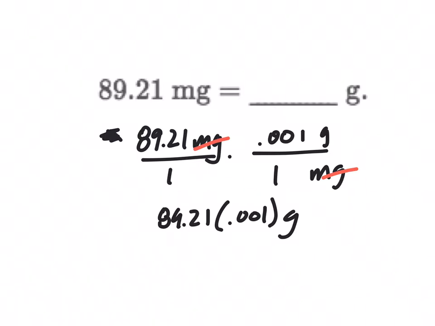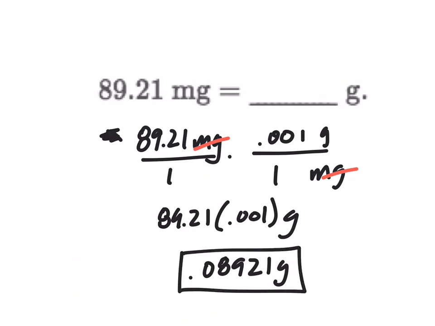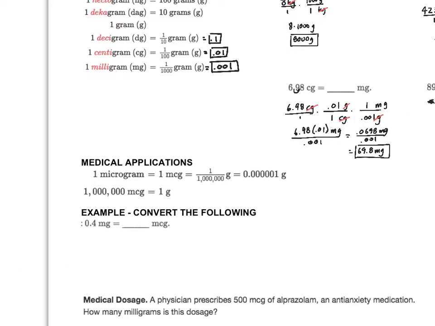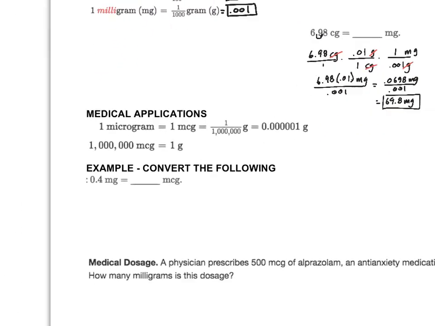So I've got 89.21, multiply that by 0.001, and that's going to give me 0.08921 grams. And so that's the number that's going to go here: 0.08921 grams. And that's it. Same as what we just did on the last unit, but a little bit different. Let's go ahead and take a look at this.